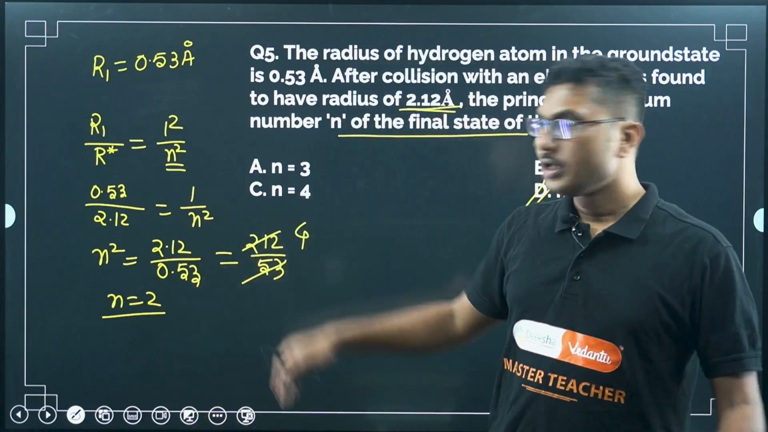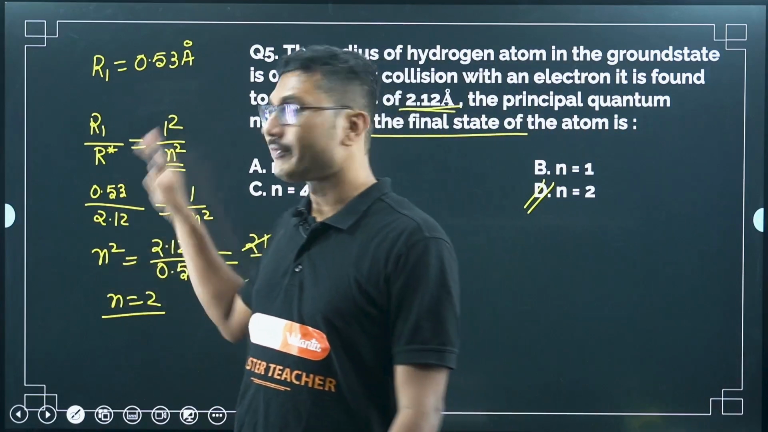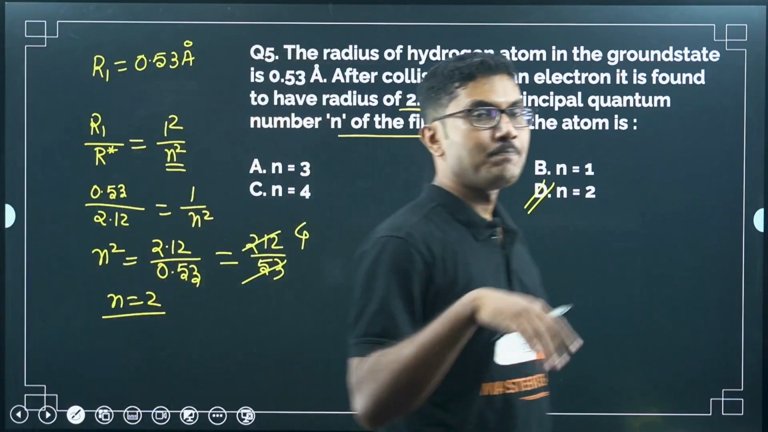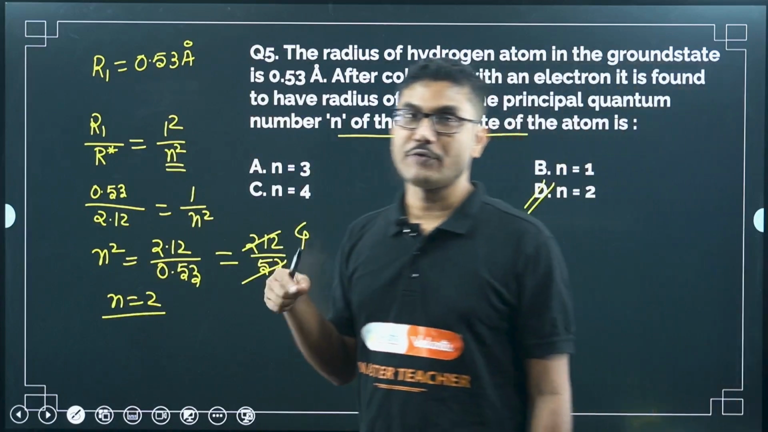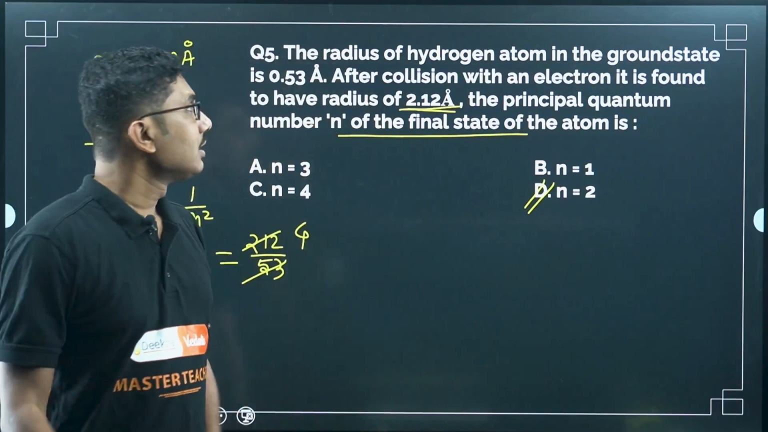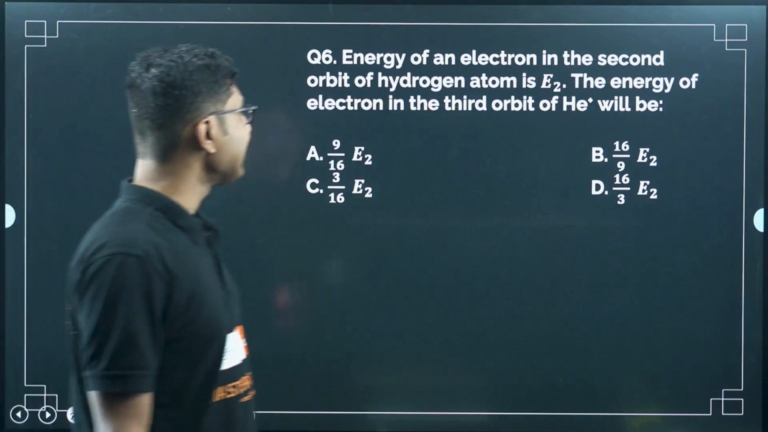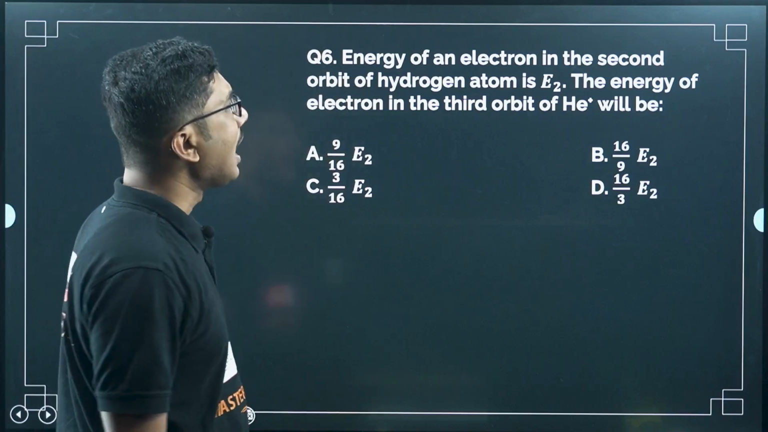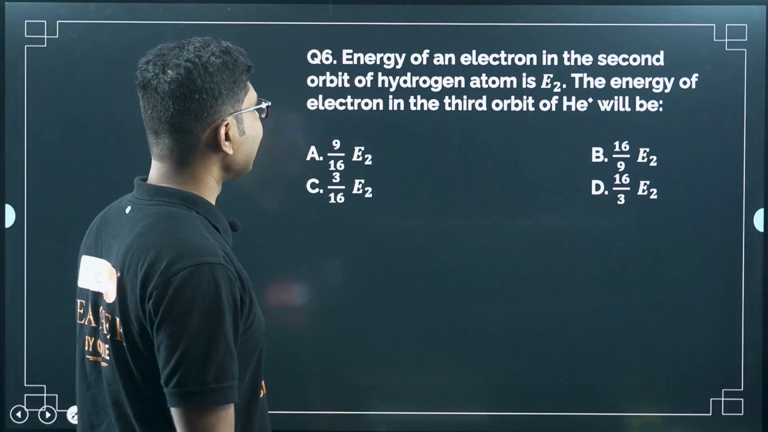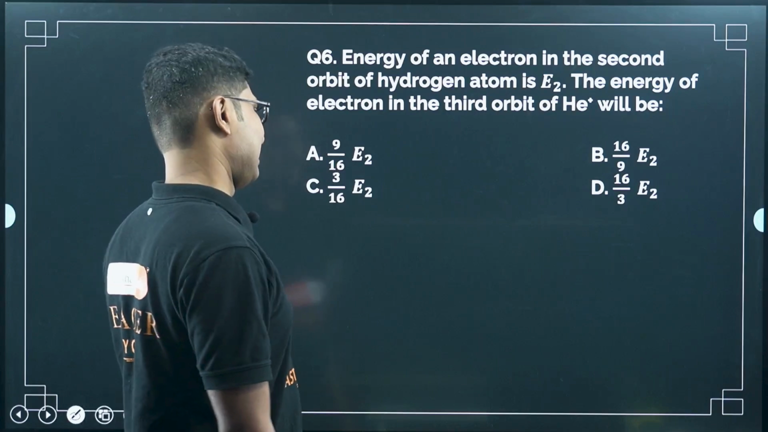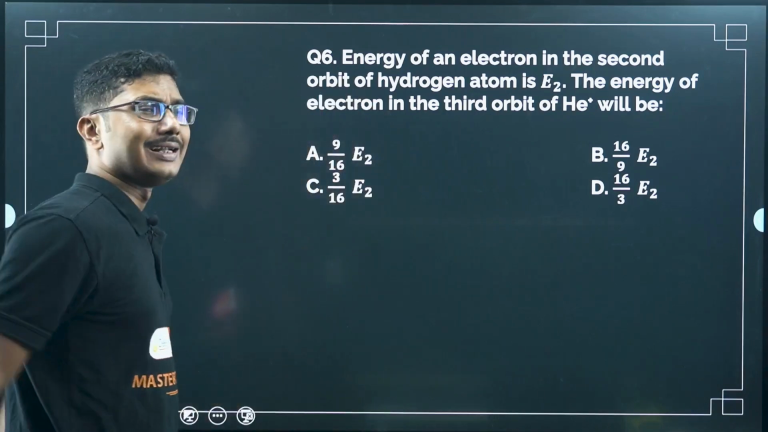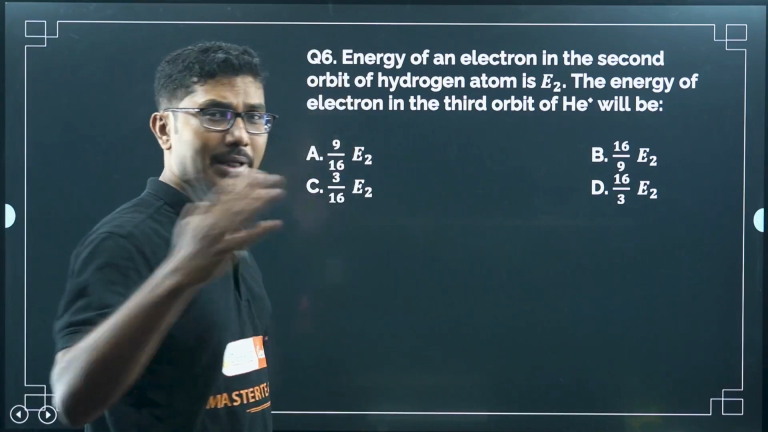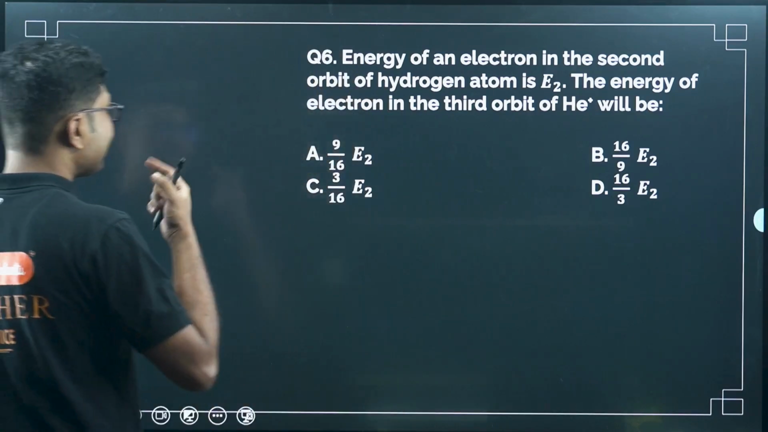This is also a similar question that we have solved. In this case, they have given you the value of radius and asked you to find n. In the previous problem, n was given and they had asked you to find the value of r, right? Now, the energy of an electron in the second orbit of a hydrogen atom is E2. The energy of the electron in the third orbit of helium plus. Now this is a partly deleted question, but I have kept it because similar questions without the helium part may come in your exam. So what is that question?